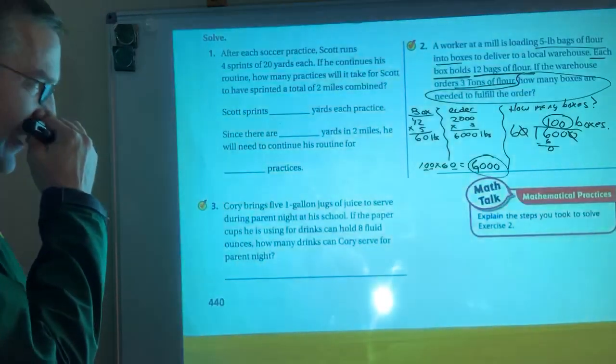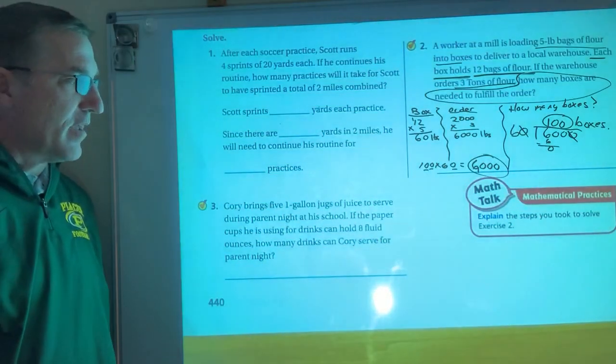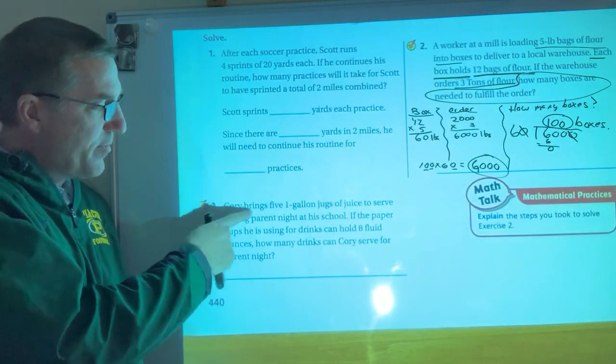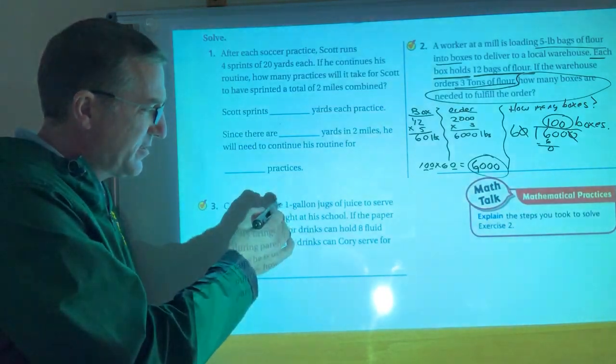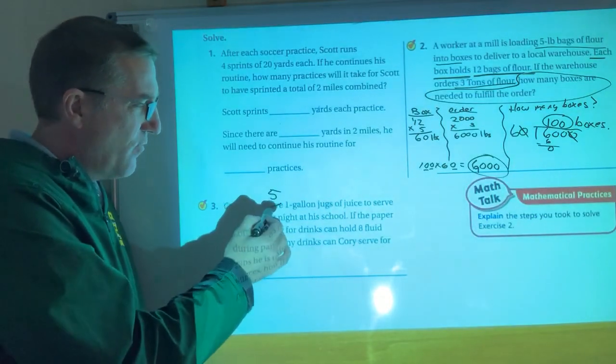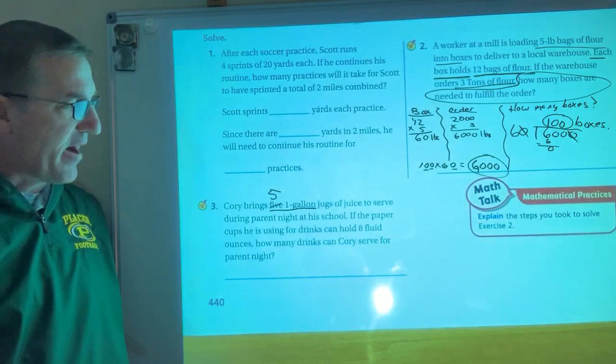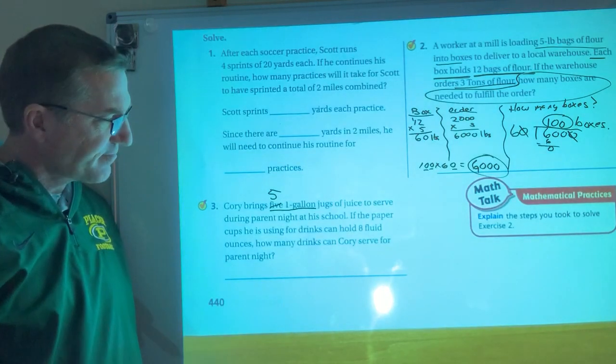All right, last one here. You could do this a couple of ways. Let me read it first. Corey brings 5 1-gallon jugs, and I always cross off that and write 5. So he's got 5 gallons of juice to serve during parent night at his school.